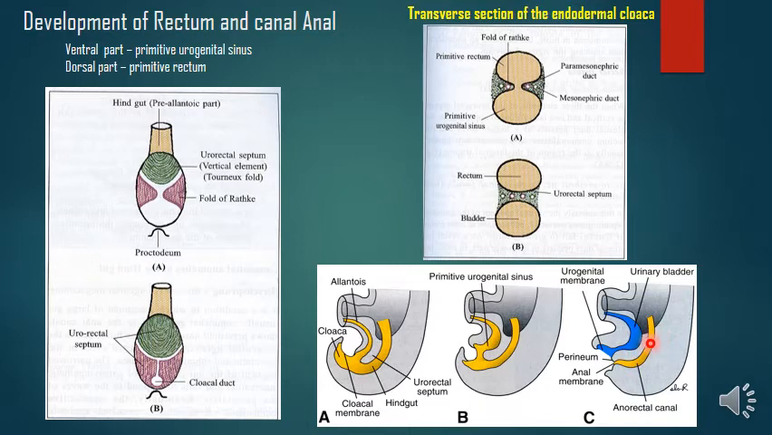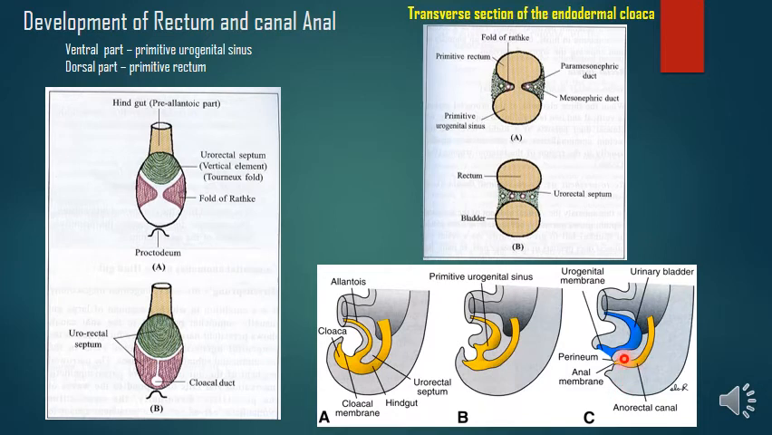So this is the rectum, this is the anal canal, and both of them are communicating exteriorly once the anal membrane ruptures. Okay. And the position of the anal membrane is represented in the adult by the pectinate line of the anal canal. I'll show you that in the next image. So the pectinate line of the anal canal, and the anal canal is developed from two sources.